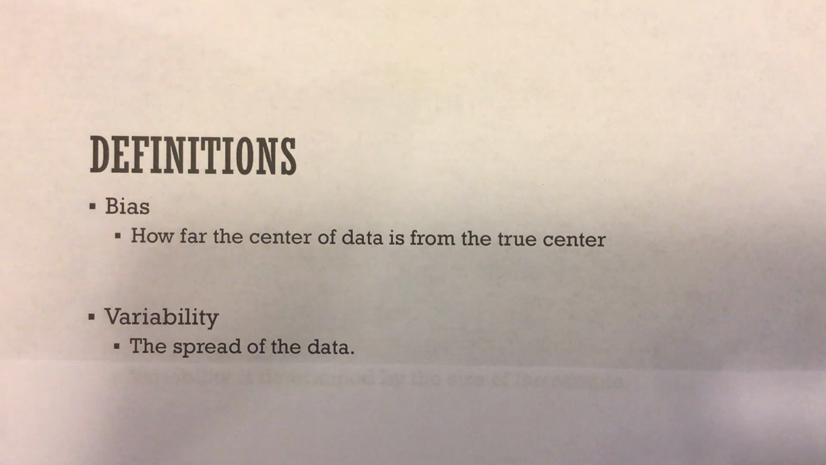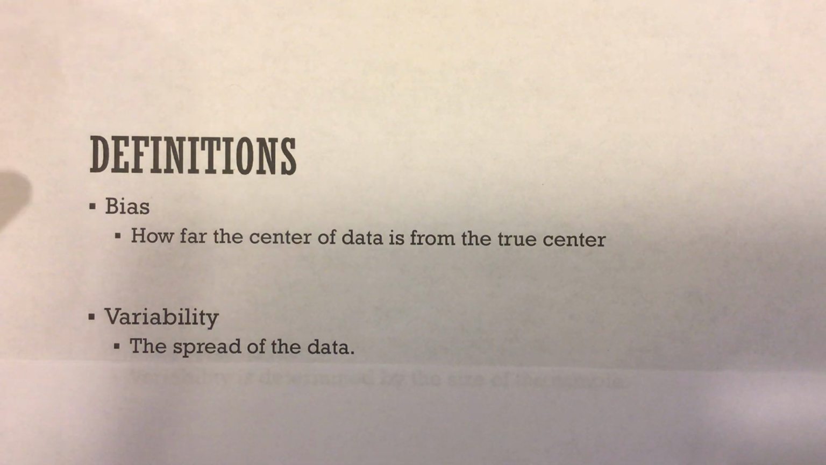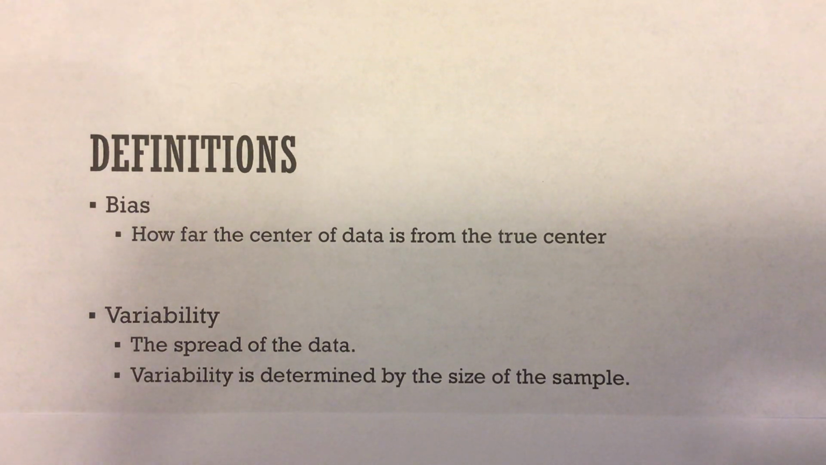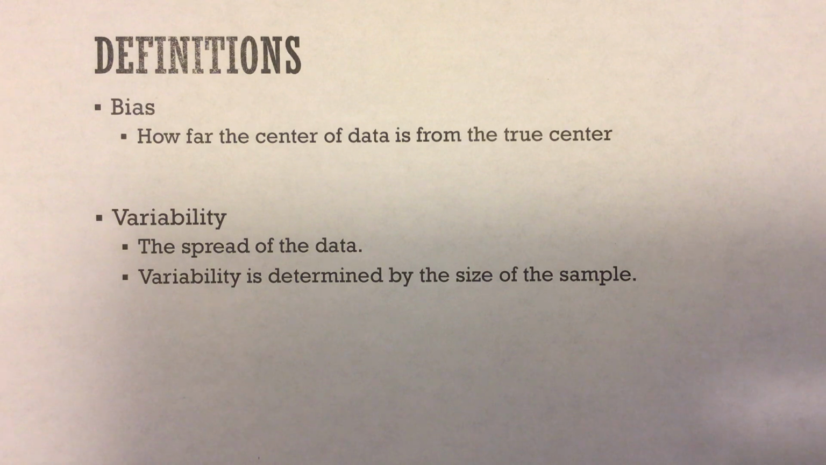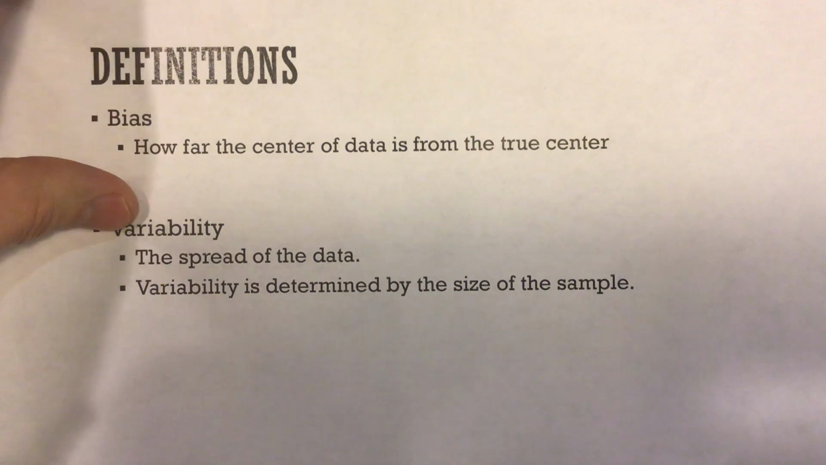Now, let's talk about controlling both. If you want to control bias, that is controlled by using proper sampling techniques. If you want to control your variability, well, that's controlled by the size of your sample. Larger samples will have less variation. Smaller samples will have more variation. As simple as that. But these are two things we want to control. All right, so let me illustrate these two vocabulary words graphically.